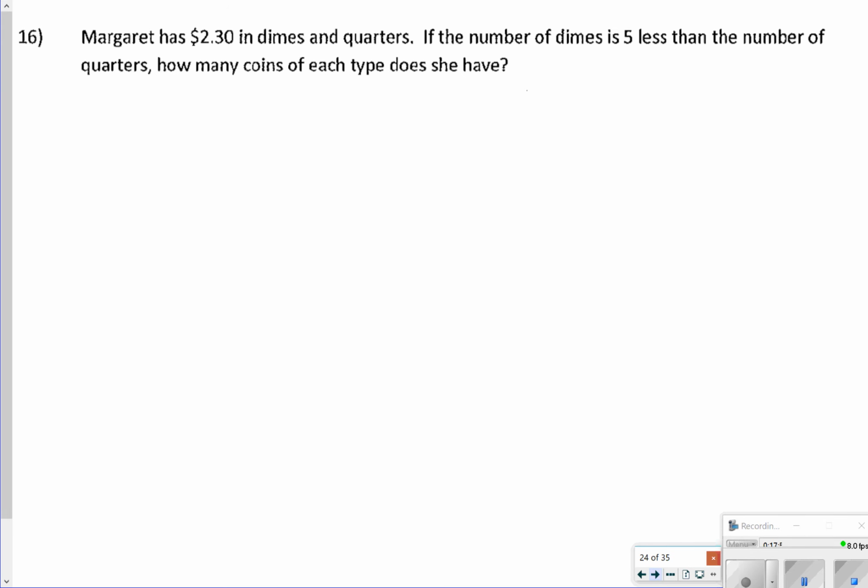The next one we have is kind of the same deal. You have $2.30 in dimes and quarters.